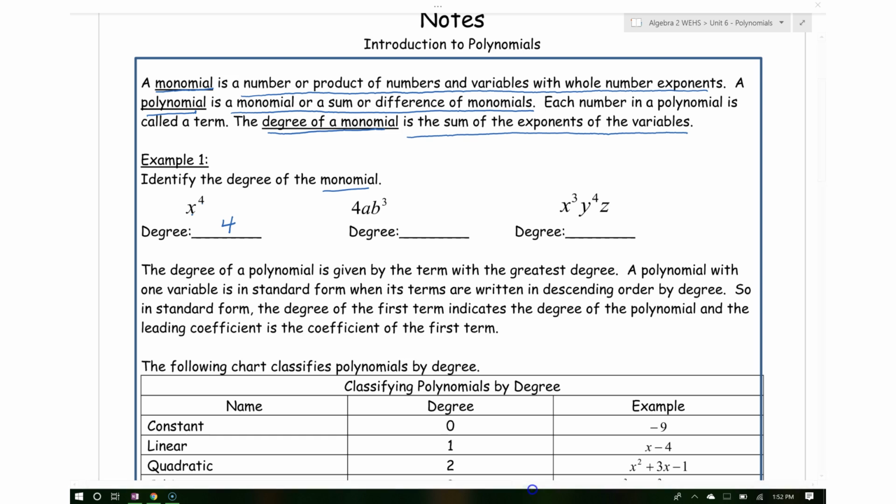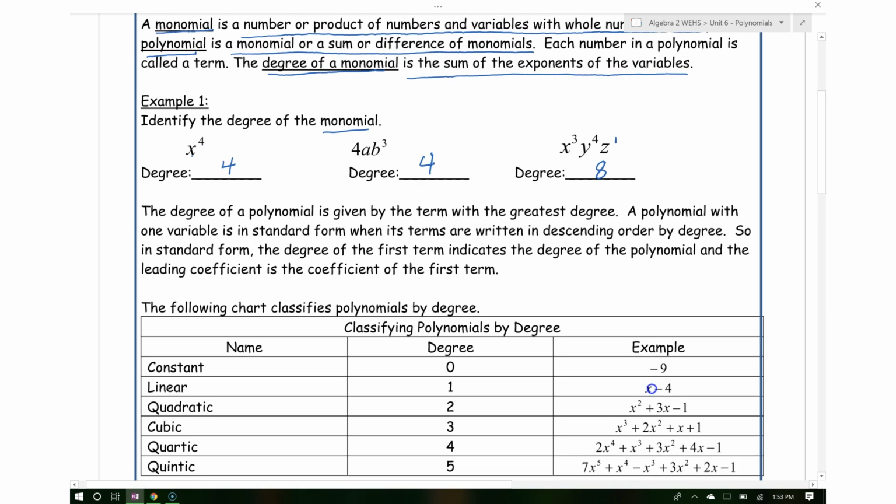For the next one, we have 4 times a times b to the third. This is another monomial, and this will be degree 4. And the last one is also a monomial, and we have exponents 3, 4, and 1. So 3 plus 4 is 7, plus 1 is 8. And this is a monomial.